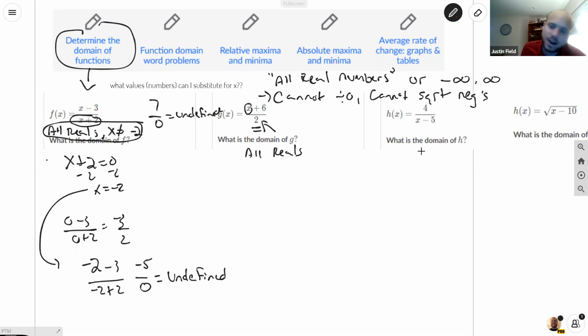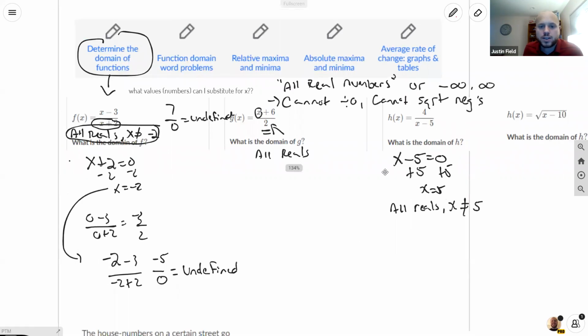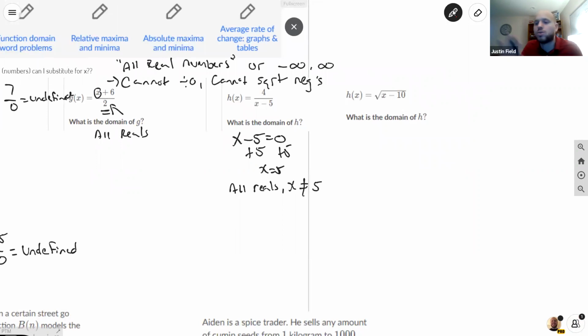Maybe I'm not cool. All right, so x minus 5 is in the denominator here. So I just automatically set it equal to 0. We're going to solve that. We get 5. So do you know what the domain is? It's all reals, x not equal to 5. If I substitute 5 in, I'd get 4 over 0. Okay, so those are the fractions. Don't set the numerator equal to 0. You only set the denominator equal to 0.